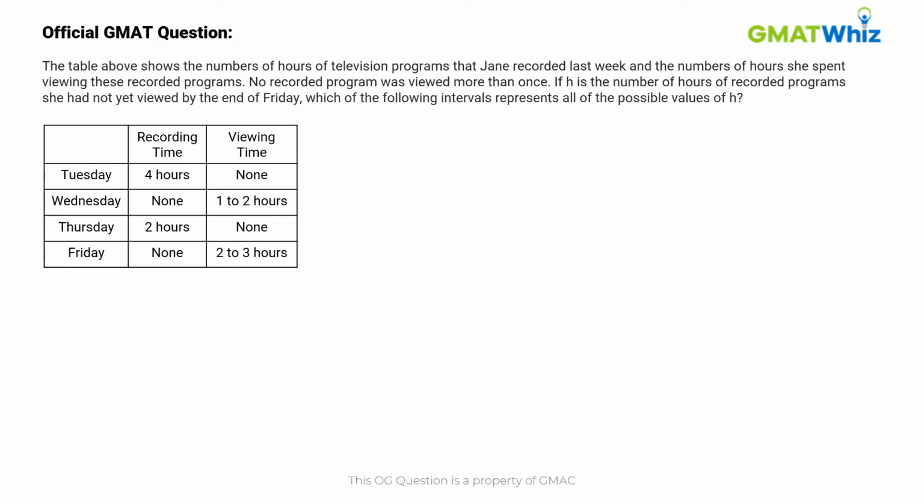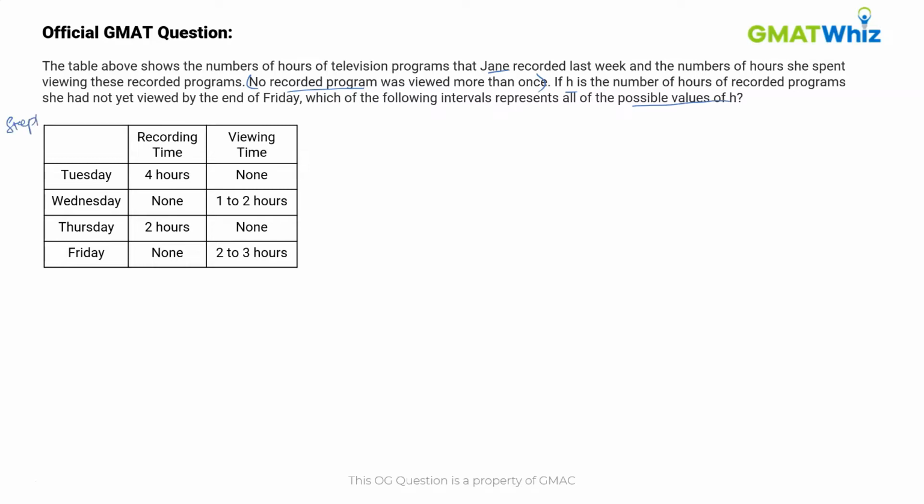In this question, we are given the data of the number of hours of television programs that James recorded last week and viewed last week. We are also given that no recorded program was viewed more than once. We also have that H is the number of hours of recorded programs that she had not yet viewed by the end of Friday. Then we have to calculate which of the given intervals represents all the possible values of H.